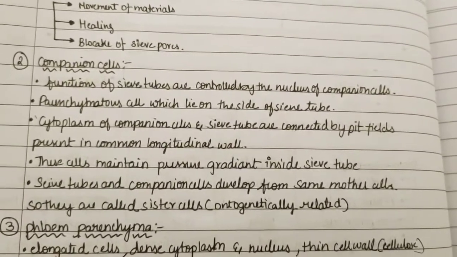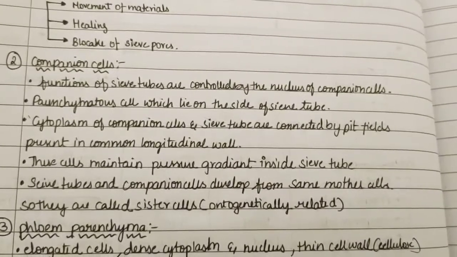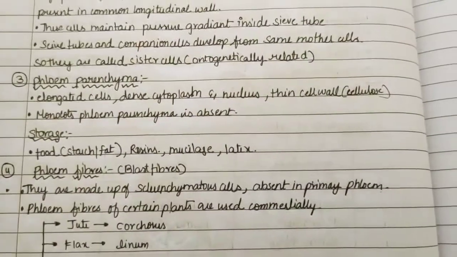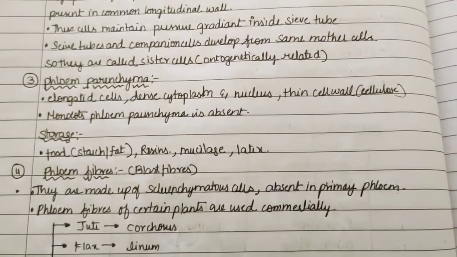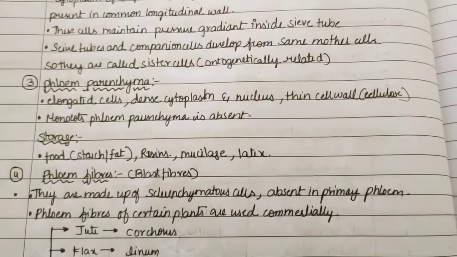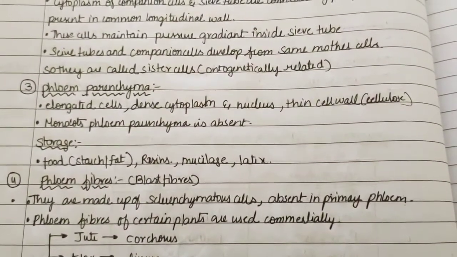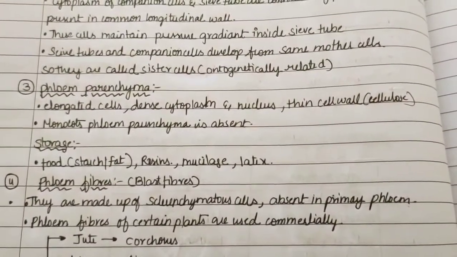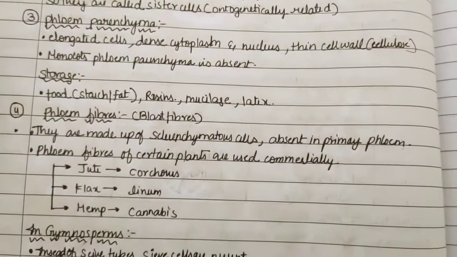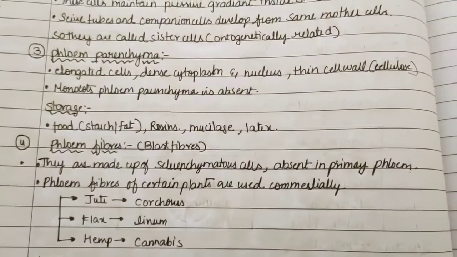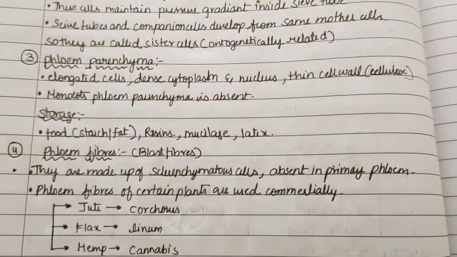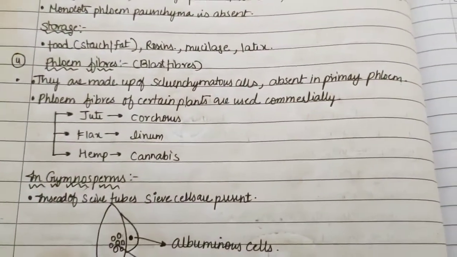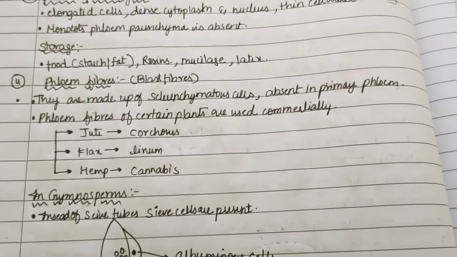The cells maintain the pressure gradient inside the sieve tubes. Sieve tubes and companion cells develop from the same mother cells, so they are called sister cells or ontogenetically related cells. Then let us discuss phloem parenchyma. These are elongated cells with dense cytoplasm, a nucleus, and a thin cell wall made up of cellulose. In monocots, the phloem parenchyma is absent. Storage: food storage like starch and fats, and resins, mucilage and latex are stored in phloem parenchyma.